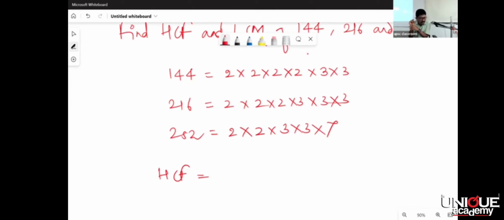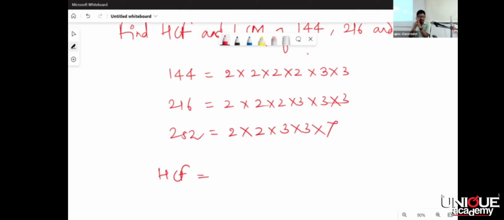2 and 3. Same is the case with 2 and 6 also. There are only 2 types of factors in 2 and 6. But in 252, there are 3 types of factors, which are 2, 3, and 7. So, common to all. I'm saying common to all. How many types of factors are common to all? 2 types. Which are those? 2 and 3.